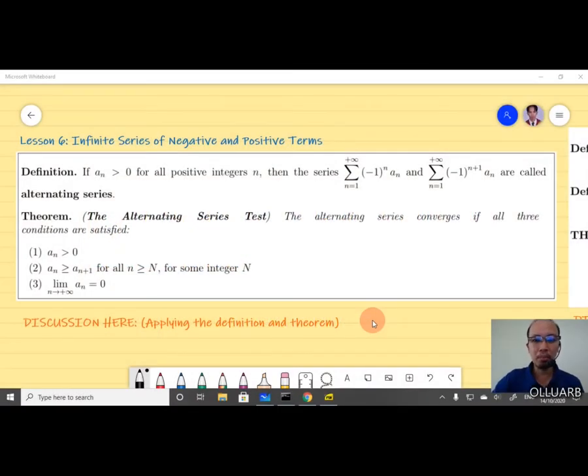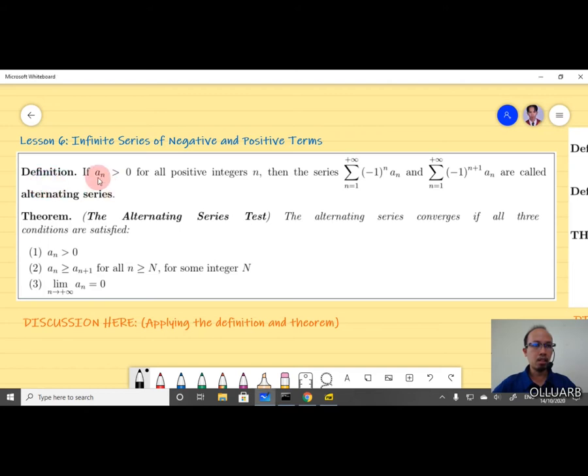Hello everyone, welcome back. This is now our lecture proper. As you can see here, we will be discussing lesson number 6, which is entitled Infinite Series of Negative and Positive Terms. For our first definition, we will discuss what we mean by an alternating series.